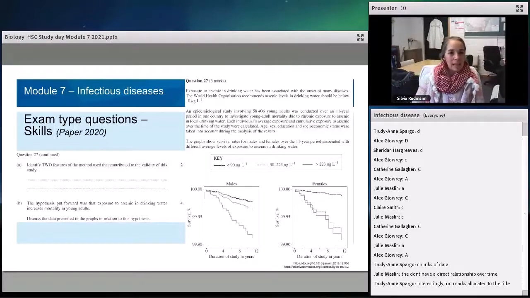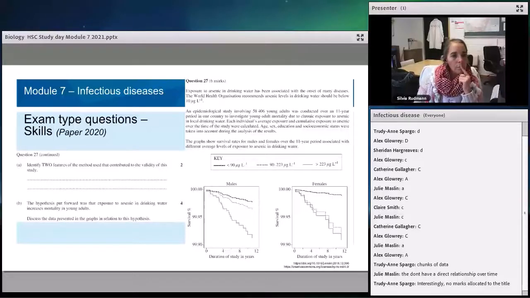Cool. This is another skill one. This is coming from last paper. It is: identify 2 features of the method used that contribute to the validity of this study. So the study is related to the exposure to arsenic in drinking water over time. They created an epidemiological study, and it gives you the sample and what they were testing, and then the graph represents the survival rates for males and females over 11-year periods.